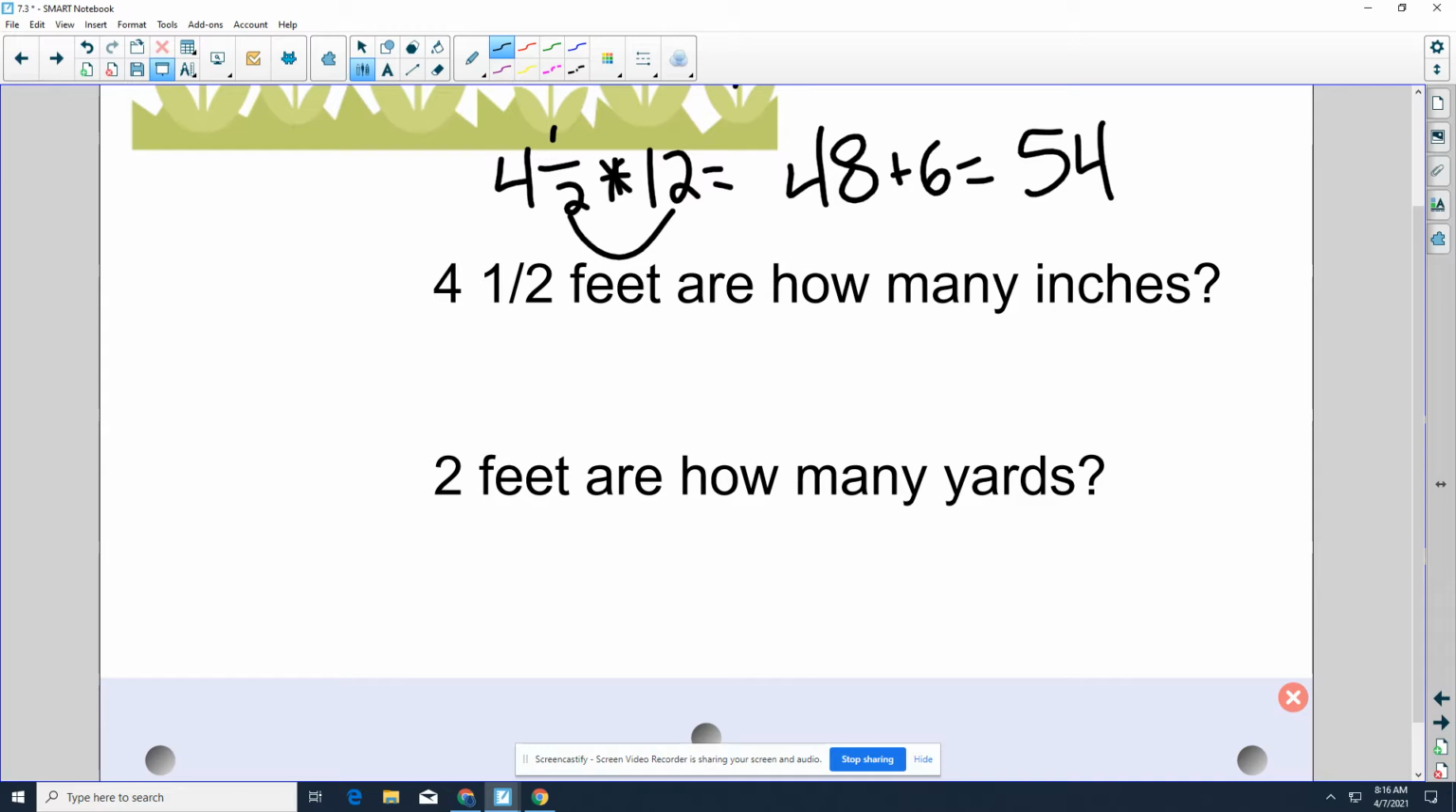2 feet are how many yards? Well, I know that 3 feet is a yard. So it'd be 2/3 of a yard, because it wouldn't be a whole yard, because 2 feet is less than 1 whole yard.